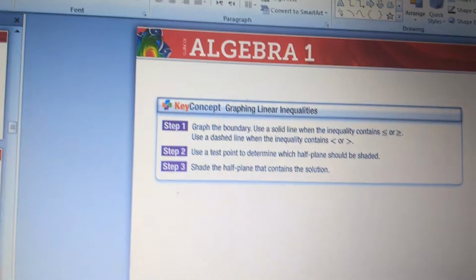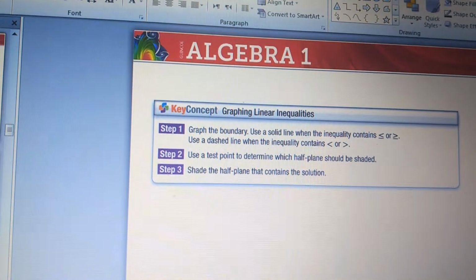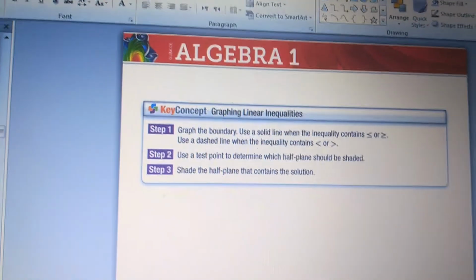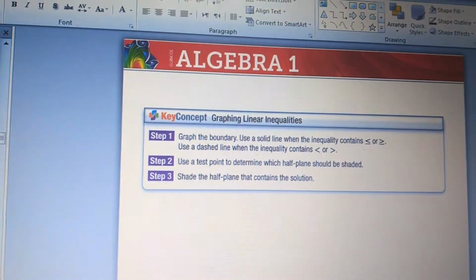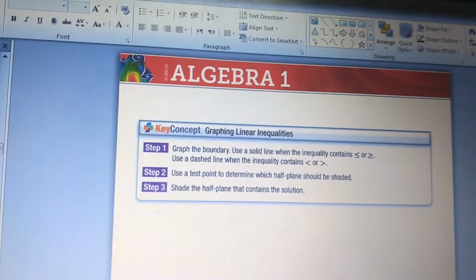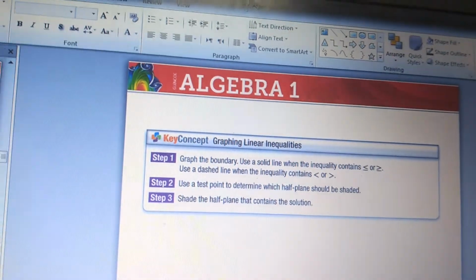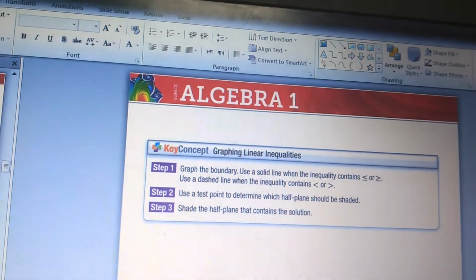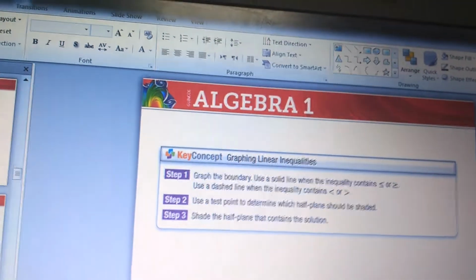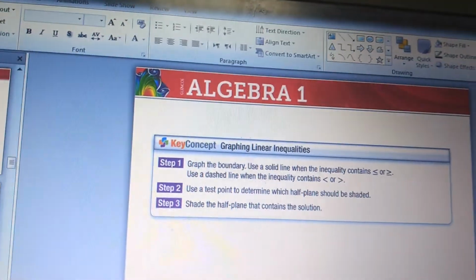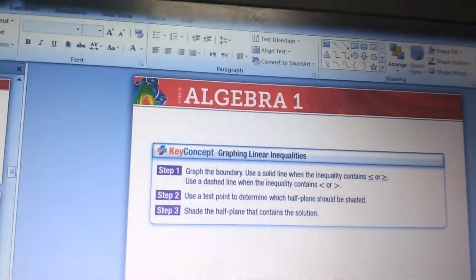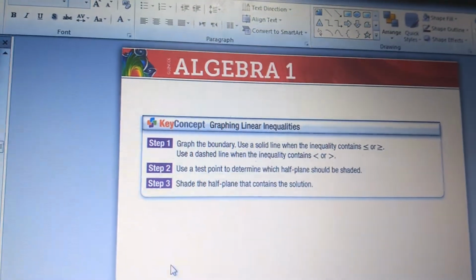Step number 2, use a test point to determine which half plane should be shaded. When you graph the line, the coordinate plane will be two parts, one over the line and one under the line. How do I know which part is solution? Take any point from any part and replace in the inequality. If the inequality is correct, this means this part is the solution. Step number 3, shade the half plane that contains the solution.